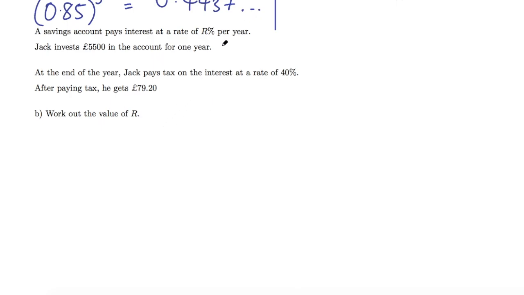Okay, so firstly, we can recognize what information we're given here. So we say that the principal is 5,500. And we're not given the rate, but we are told the interest that he's paid in this part.